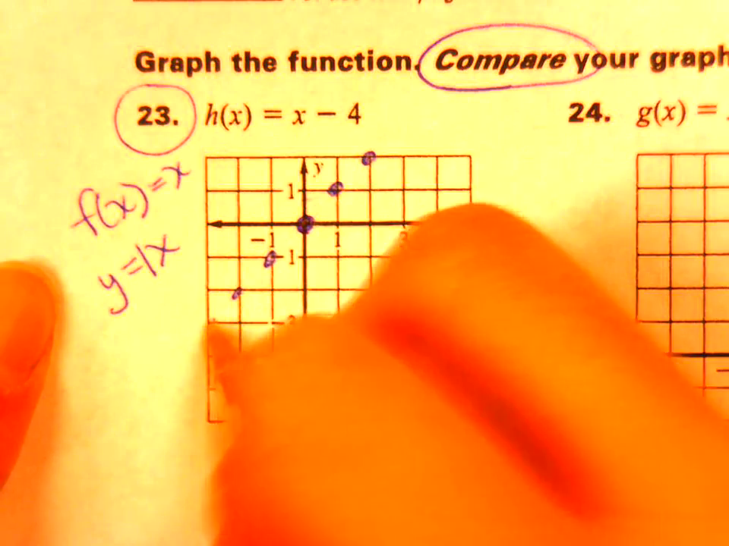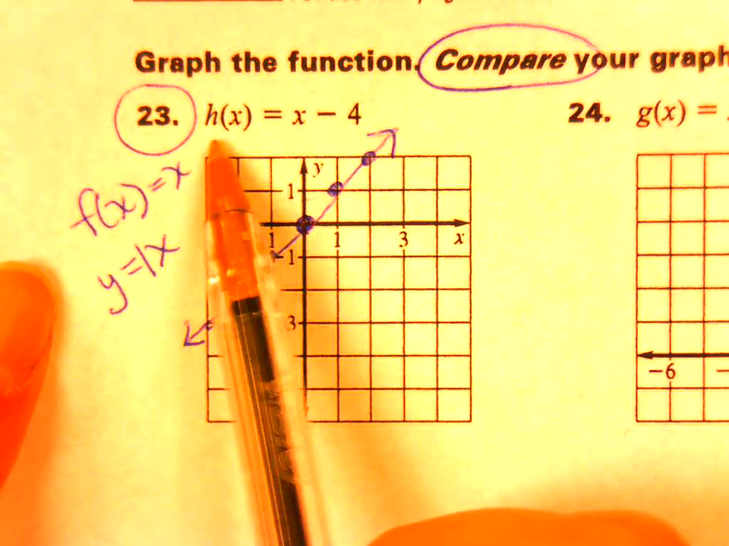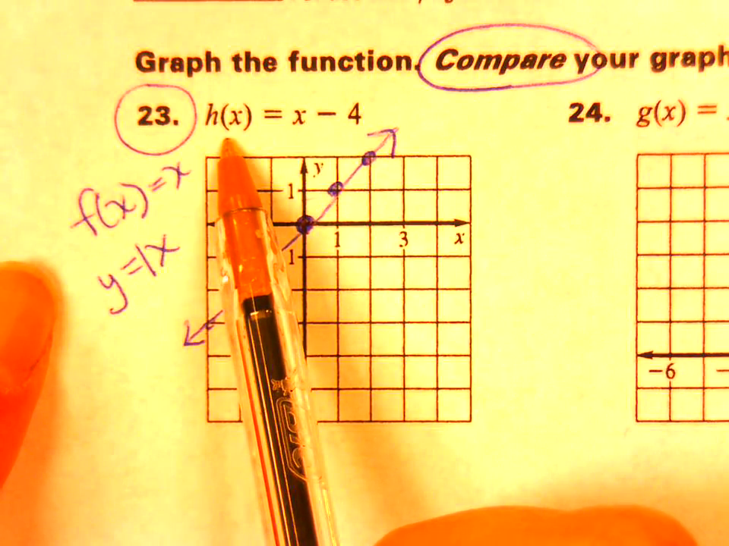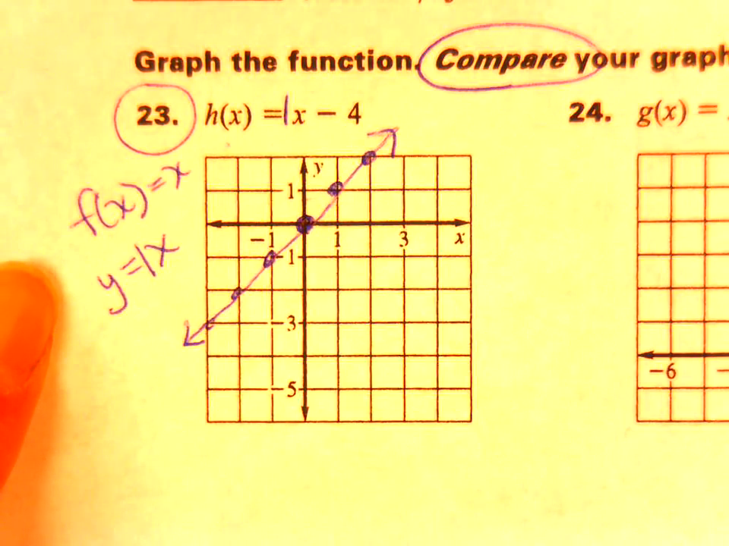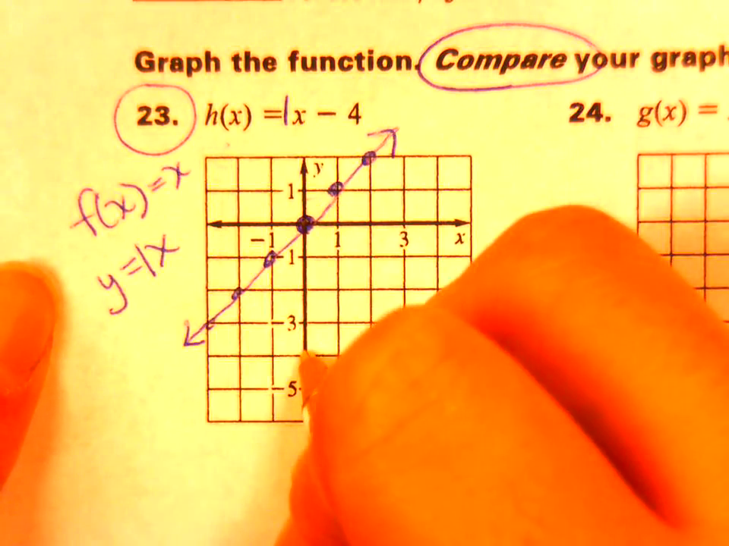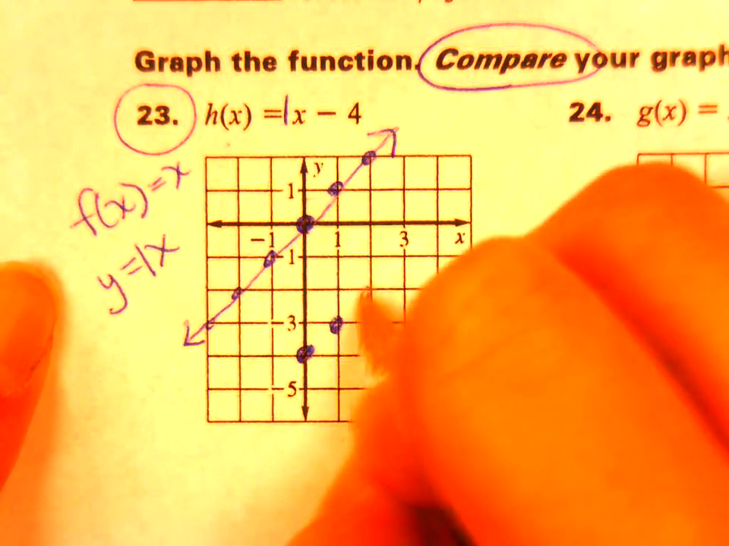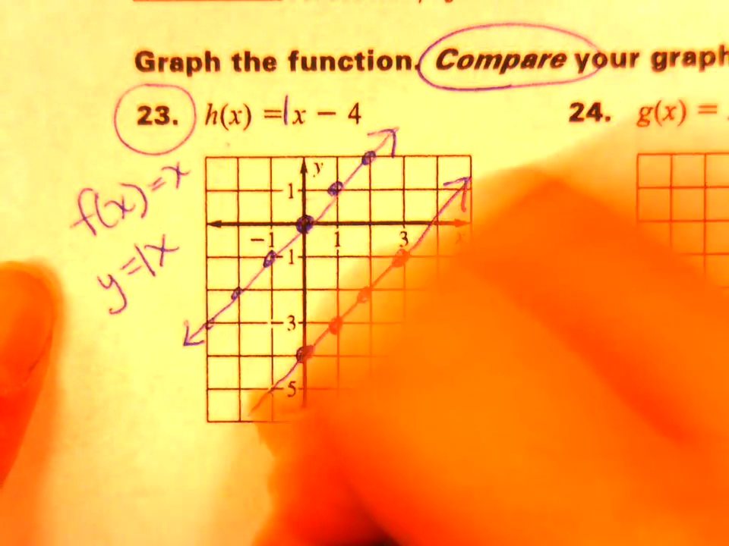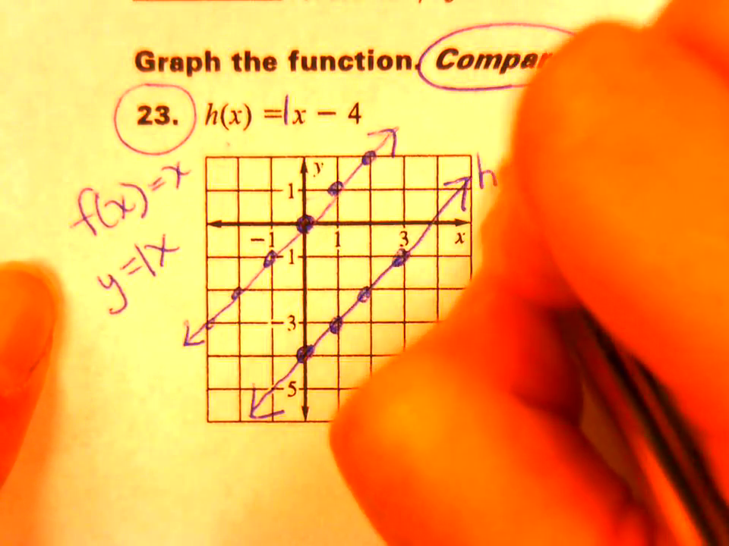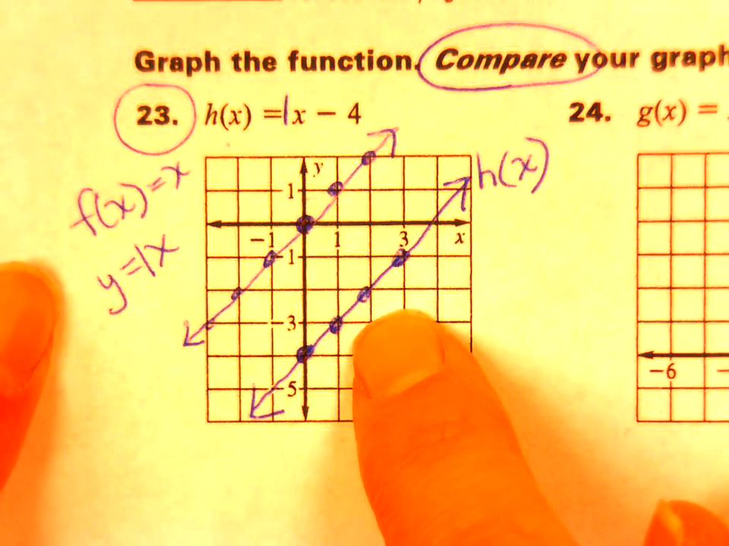Okay, now we need to graph number 23. So again, pretend that that's just like y equals x minus 4. So the slope is 1, and the y-intercept is -4. So this would be -4. So this is going to go up 1 over 1, up 1 over 1, up 1 over 1. And this is the function, and we're going to label it h of x. So see, this is one reason we do function notation, because now we know this is h of x, and the parent here was f of x.